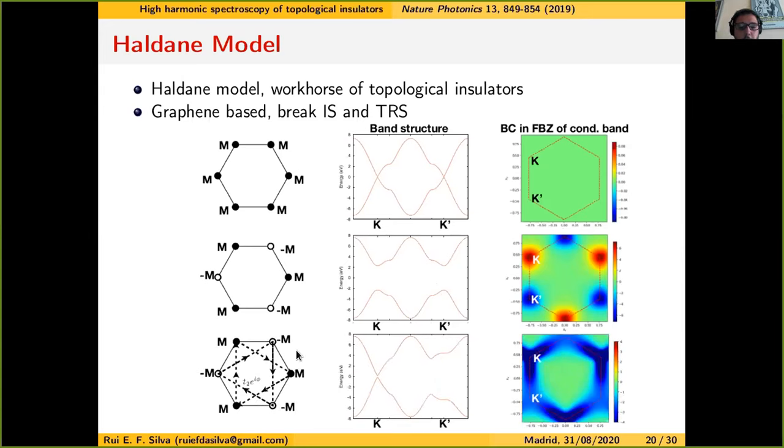But we can break time reversal symmetry by including a second nearest neighbor hopping that is imaginary. By doing that, we break time reversal symmetry, so we no longer have the symmetry in the band structure between K and K prime. And you see that here our Berry curvature doesn't have any constraints. So we can have this integral be one or minus one. In the Haldane model, it's either one, minus one, or zero.